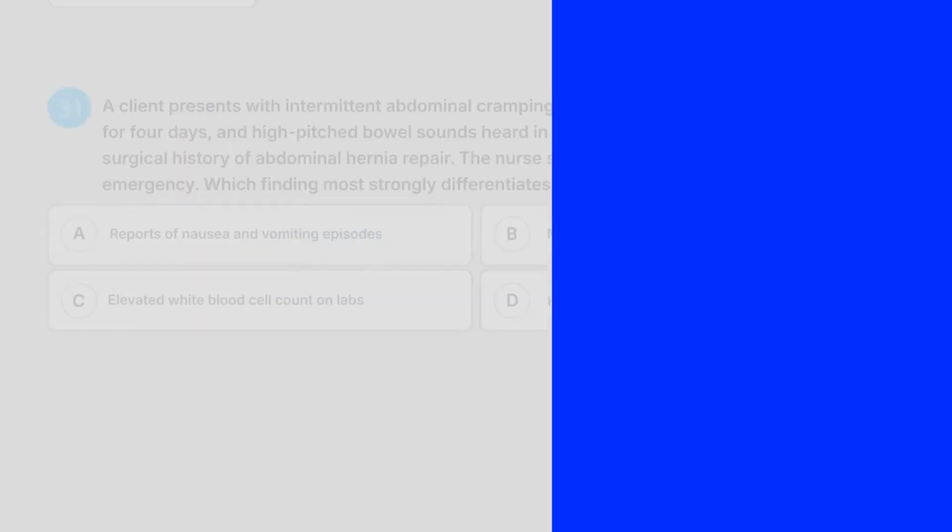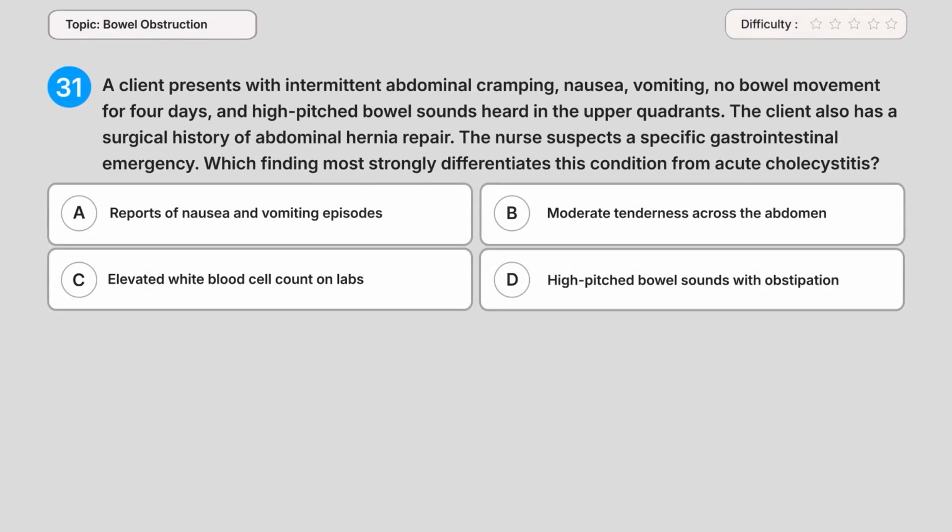31. A client presents with intermittent abdominal cramping, nausea, vomiting, no bowel movement for 4 days, and high-pitched bowel sounds heard in the upper quadrants. The client also has a surgical history of abdominal hernia repair. The nurse suspects a specific gastrointestinal emergency. Which finding most strongly differentiates this condition from acute cholecystitis?